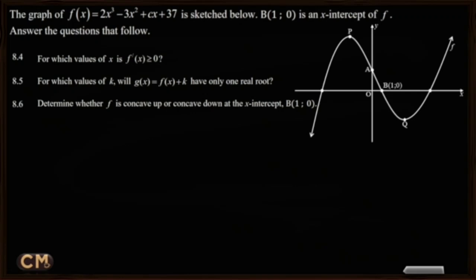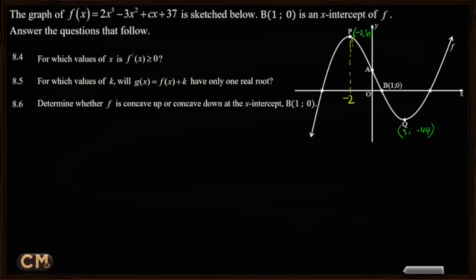Now for 8.4: for which values of x is f prime of x greater than or equal to 0? So P we know is (minus 2, 81), and this of course is (3, negative 44). I rewrite those because we are interested of course in the x values.